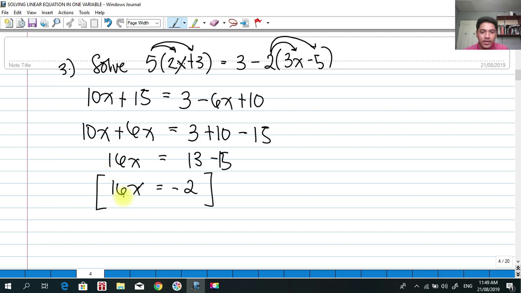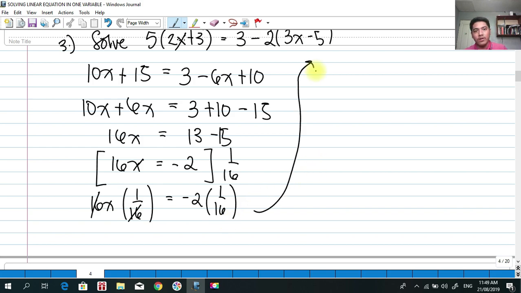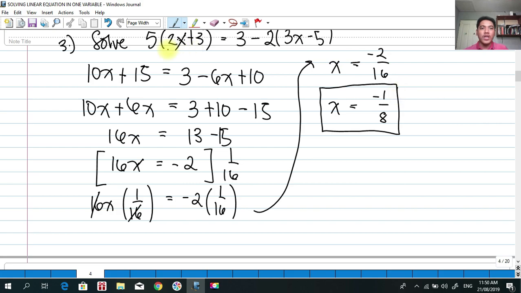And if we're going to multiply both sides of the equation just to eliminate 16 here, we have to multiply it by 1 over 16. So 16x multiplied by 1 over 16, we can cancel 16 here. And this is negative 2 times 1 over 16. So that we have here our answer. x should be equal to negative 2 over 16. But still, we can have the lowest form of this. So we can simplify it to negative 1 over 8. So this should now be our answer for x that would satisfy this linear equation.